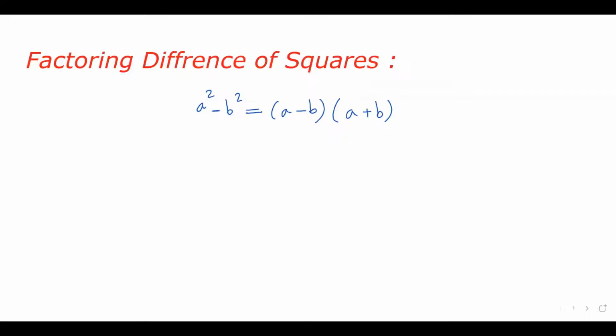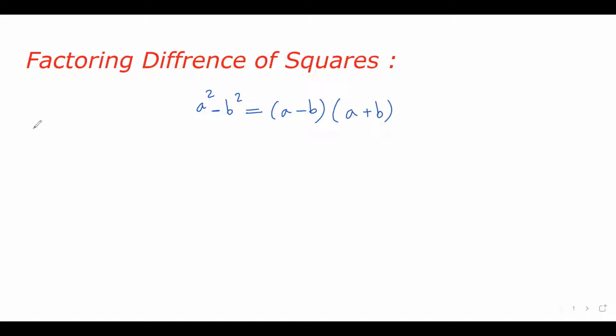In this video, you will learn how to factor a difference of two squares. Difference of a square means a perfect square minus another perfect square. So a perfect square is something times itself. For example, a times a, which equals a square. So a square is a perfect square. Or b times b is b square, so b square is a perfect square.